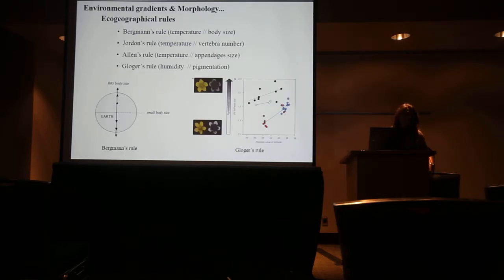Environmental gradients are in correlation with morphology. They are very important because they help in understanding the diversification of groups. These correlations of morphology and environmental gradients are known as ecogeographical rules, and there are many ecogeographical rules.